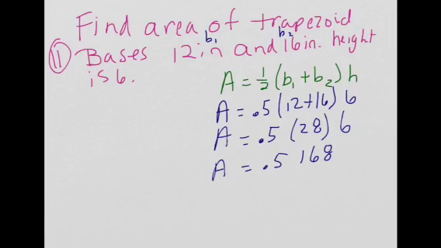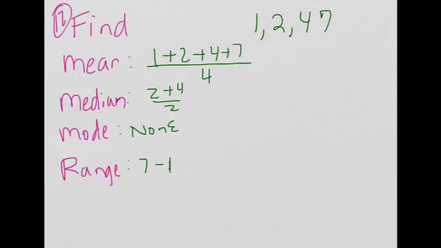When I multiply 28 times 6, I get 168. And half of 168 is going to be 84. So the area is going to be 84 inches squared.